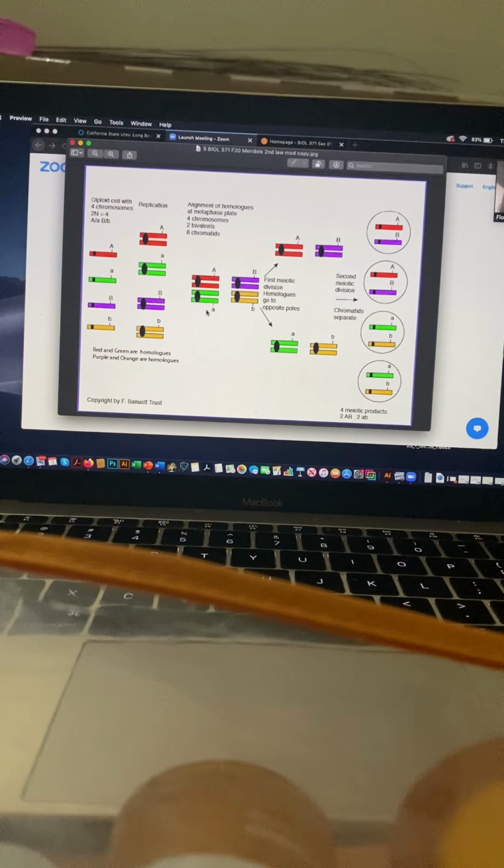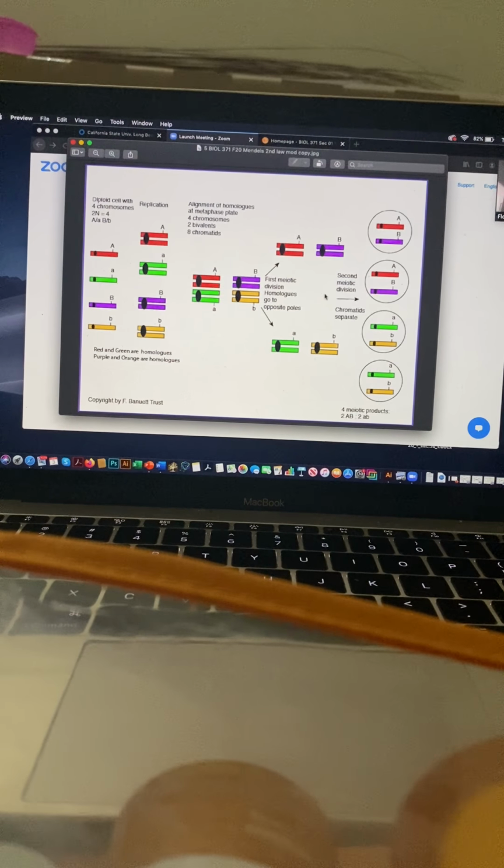Okay, so now we have the first meiotic division where the homologs will go to opposite poles. So you have red and purple go here to this pole, and green and orange go to this pole. Okay, so you have the one carrying the big A allele and the big B allele at this pole, the one with the little a and the little b allele on this other pole.